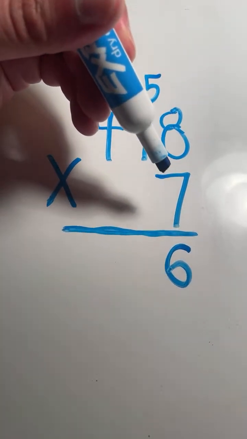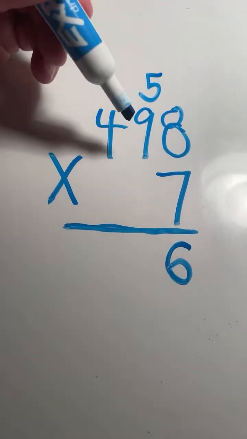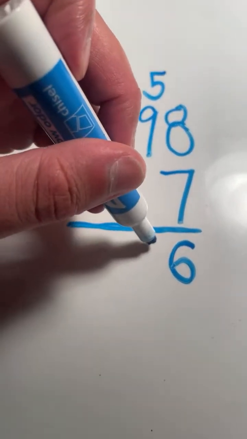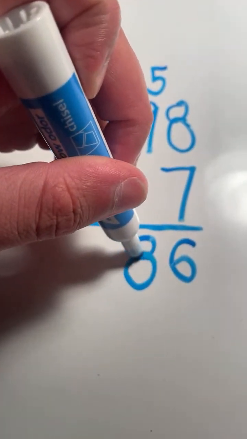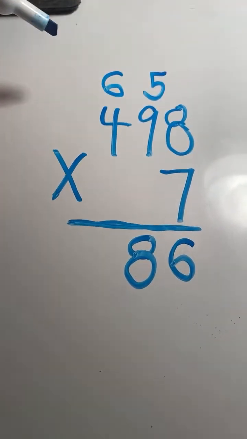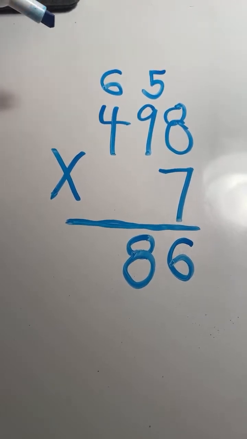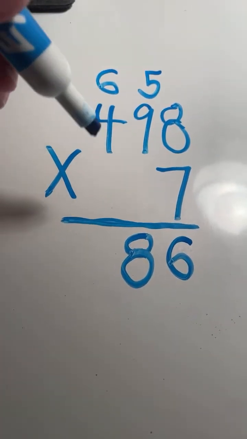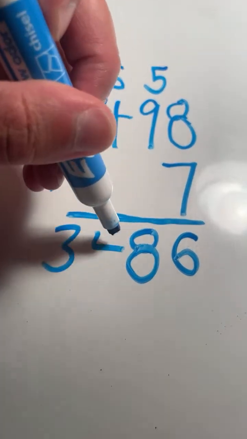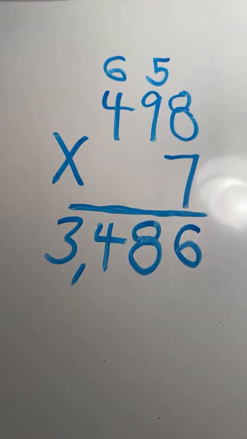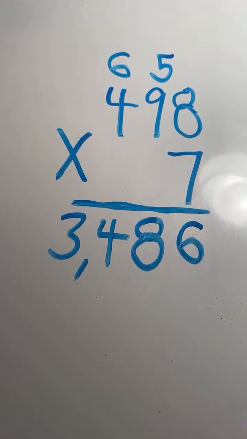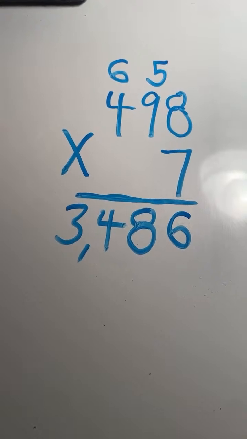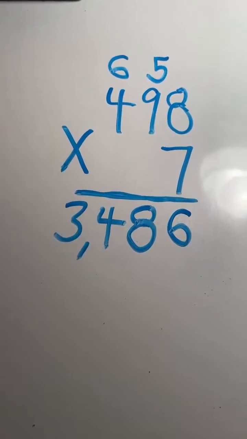Next, we're going to multiply 9 times 7, and then we have to add the 5 that we carried over. 9 times 7 equals 63, plus 5 equals 68. So the 8 in 68 goes in the tens place. The 6 in 68 gets carried over to the hundreds place. 4 times 7 equals 28, plus 6 equals 34. And we have our final answer, 498 times 7 equals 3,486.